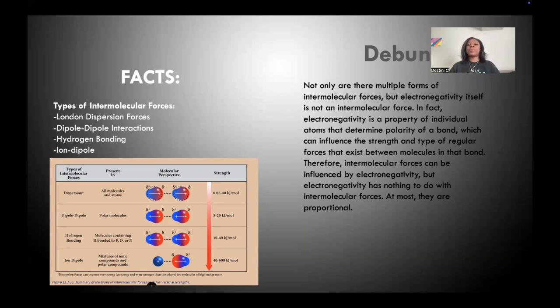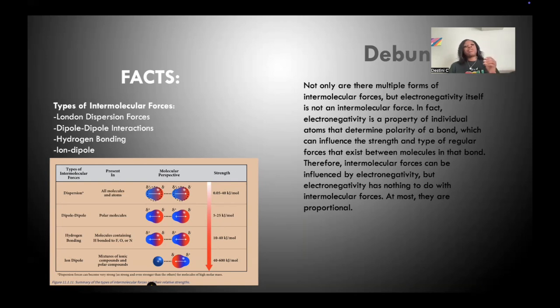Electronegativity is a property of individual atoms that determines the polarity of a bond, which can influence the strength and type of intermolecular forces that exist between molecules in that bond. Therefore, intermolecular forces can be influenced by electronegativity, but electronegativity actually has nothing to do with intermolecular forces directly. They're proportional, or as scientists like to say, they are correlated.